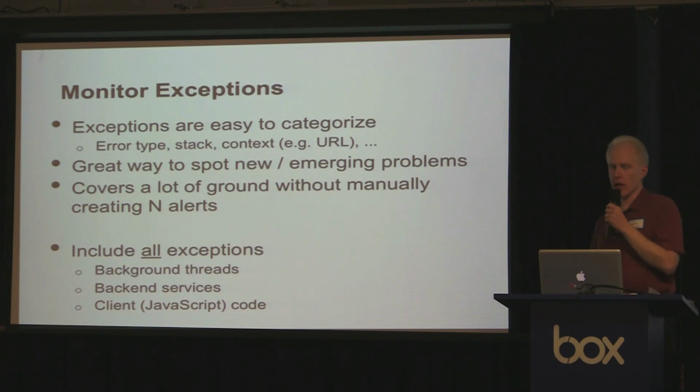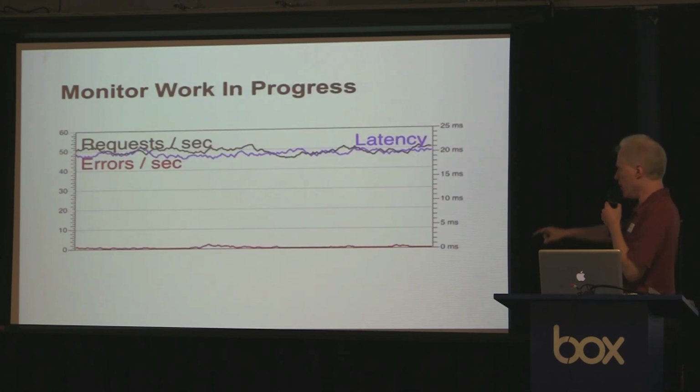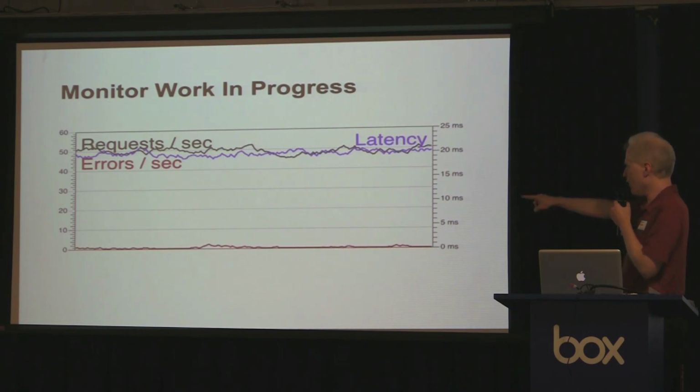Another important type of monitoring is exceptions. The great thing about exceptions from a monitoring perspective is that they carry a lot of data that you can use to categorize them. So it makes it much easier to automatically identify new kinds of problems. Maybe you've got a certain amount of background noise in your system, like I've shown here, where there's that errors graph down at the bottom.